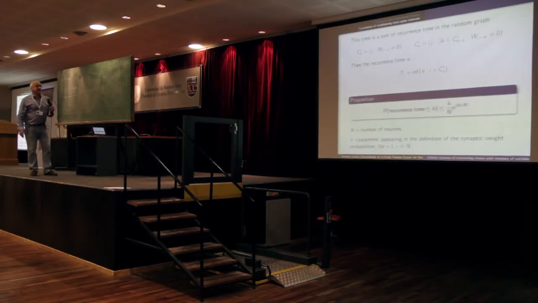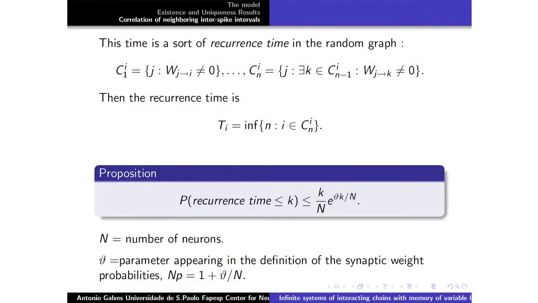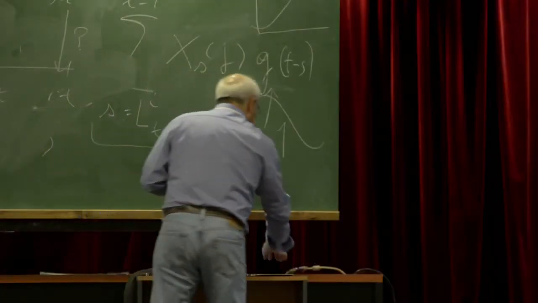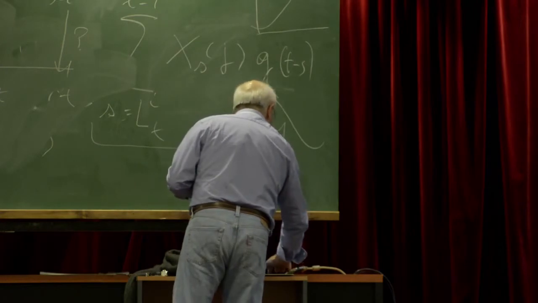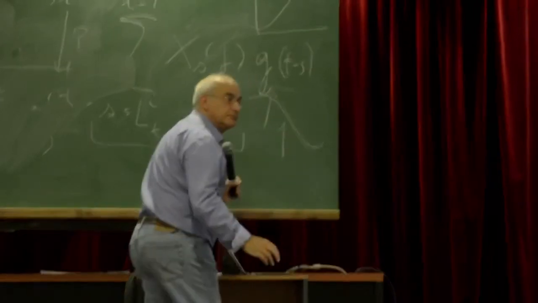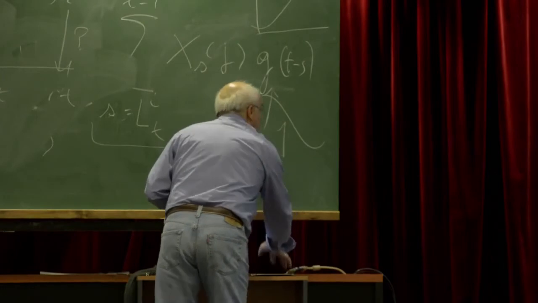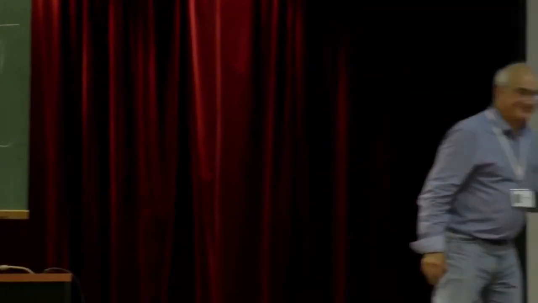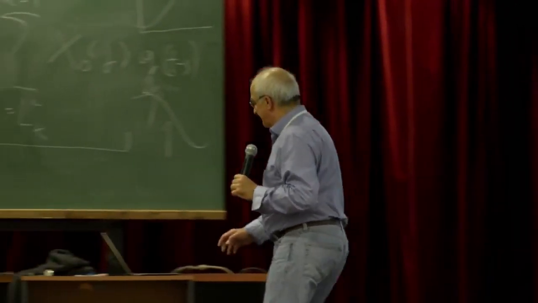The probability of the recurrence time to be smaller than k decays this way, where n is the number of neurons and theta is a parameter appearing in the probability of putting an edge. And from this, it follows. But you don't need a minus. There is a minus, yes. There is a minus.